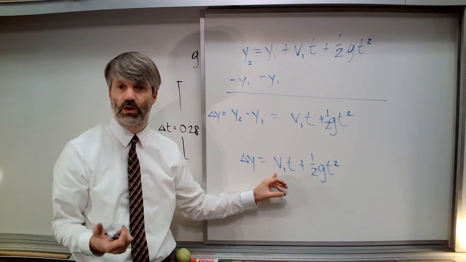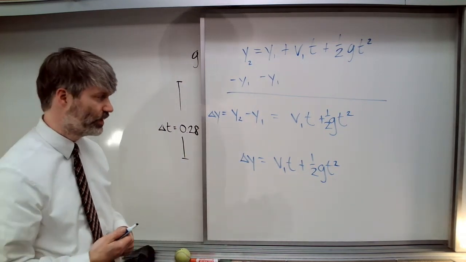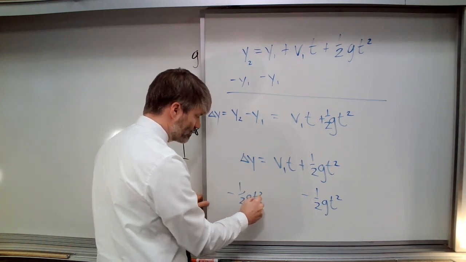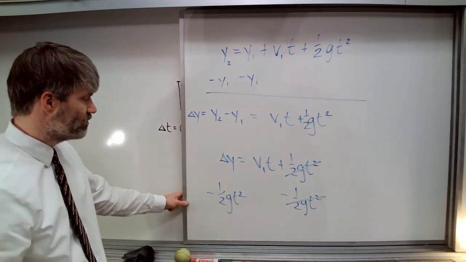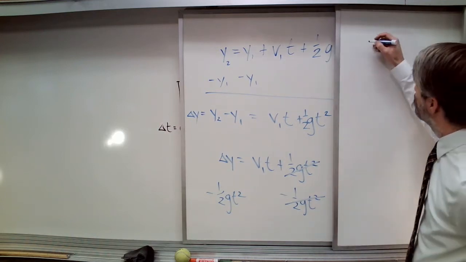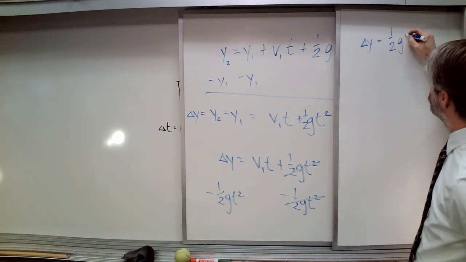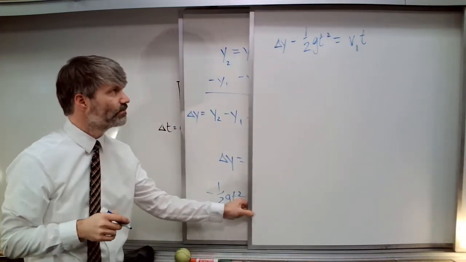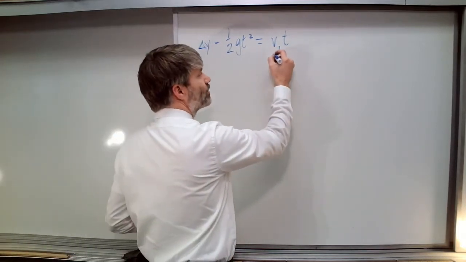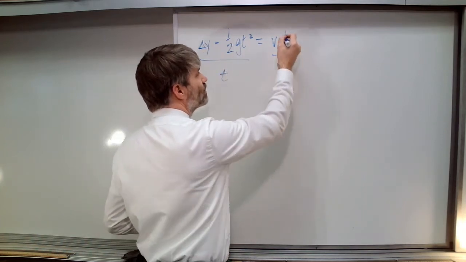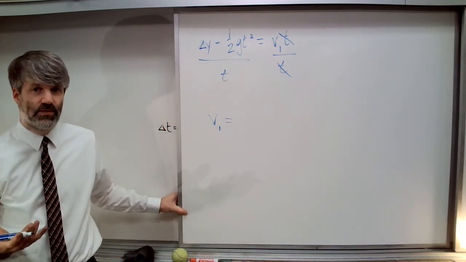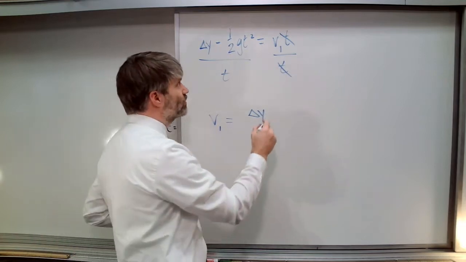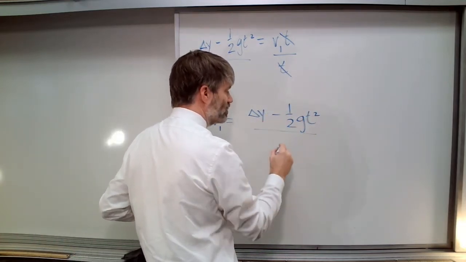So this is just a matter of solving for the initial velocity for this part of the motion as it goes past the window. In doing so, I'm going to subtract 1/2 g t squared from both sides, leaving me with delta y minus 1/2 g t squared is equal to v1 t. And in solving this for v, I'm going to divide both sides by t. So the velocity at that first position after it started its drop at the top of the window is going to be given by delta y, the height of the window, minus 1/2 g t squared, all divided by t.